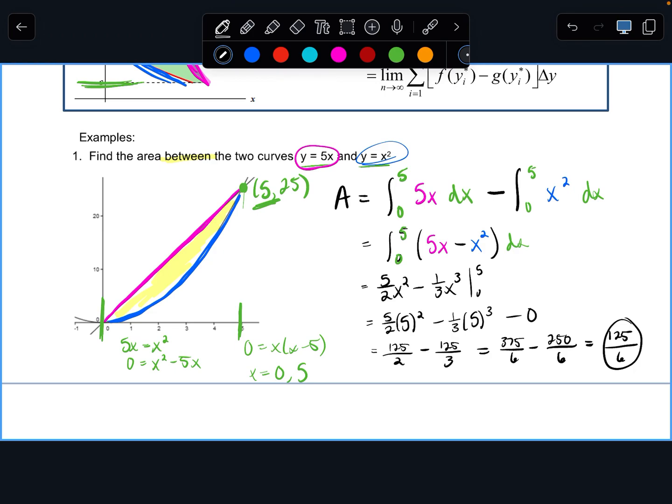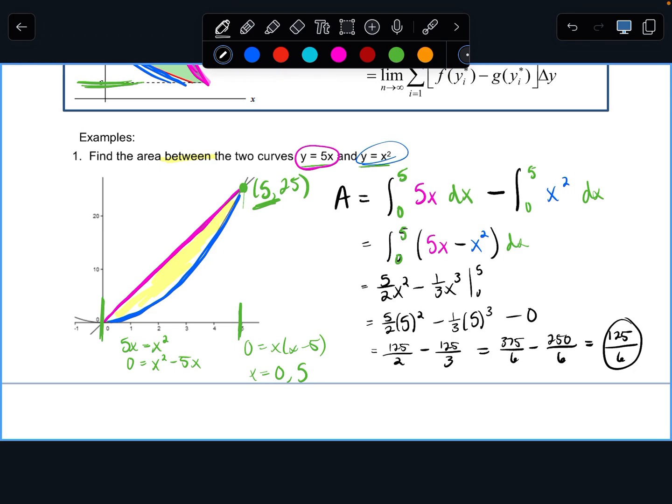125 over 6. Okay. All right. So antiderivative, plug in 5. These are totally normal numbers to deal with. Okay. And plug stuff in here. Plug in 5.